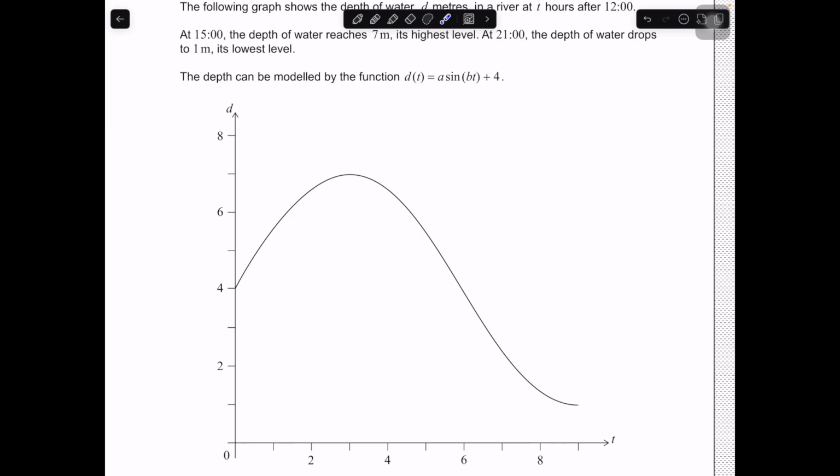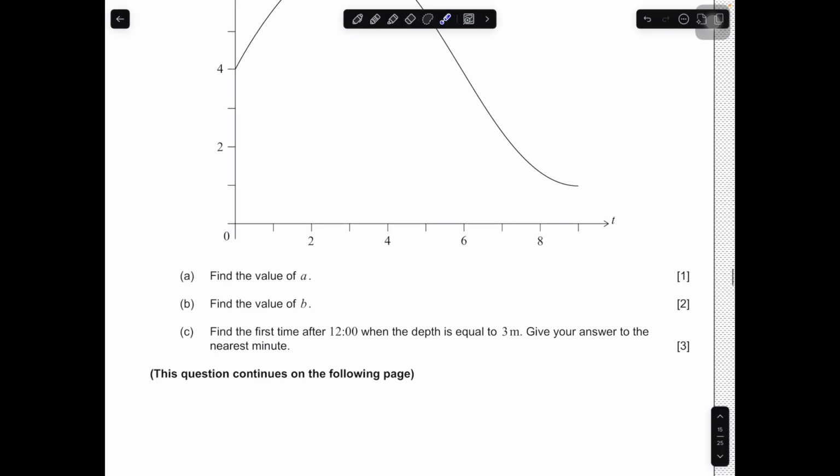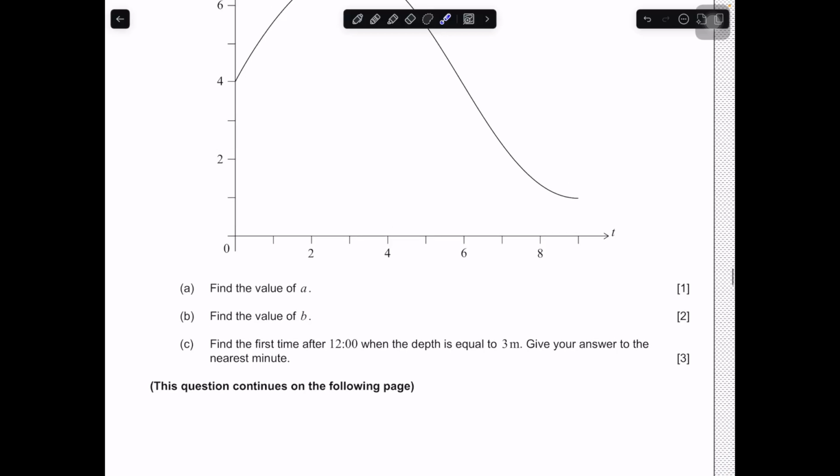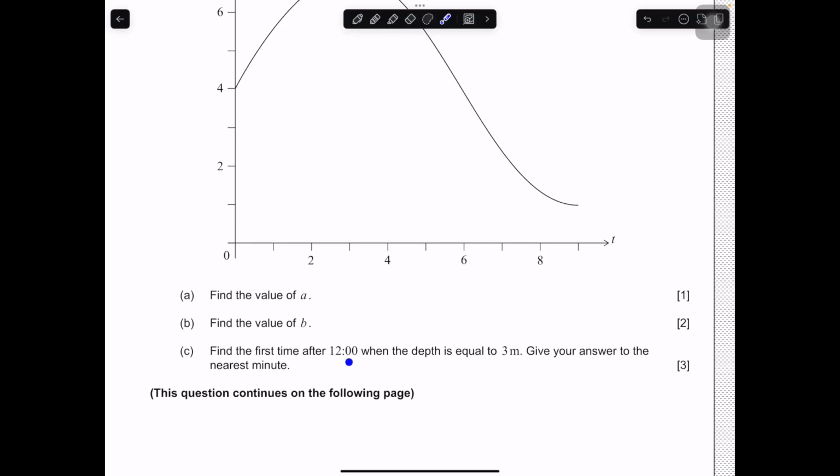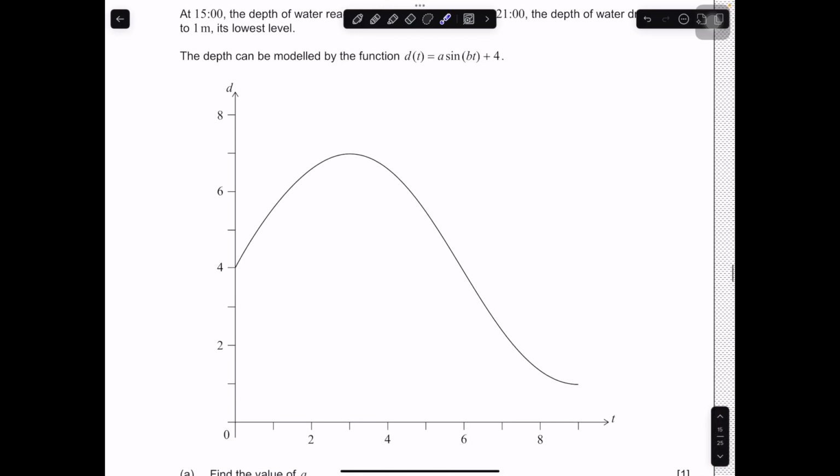The depth of water can be modeled by the function, a sine function, d(t) = a sin(bt) + 4. So they give us one number already. Find the value of a, find the value of b, find the first time after 12 when the depth is equal to 3 meters. Give your answer to the nearest minute. 3-mark question. Okay. Here we go.